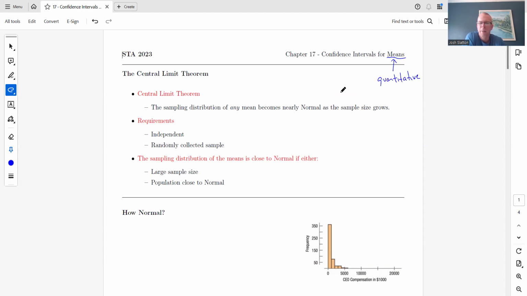And so what are the requirements? Independent randomly collected sample, and that's all. Now, if you remember from chapter 16, we had a third requirement, or a fourth, depending on how you want to count them, where we had a success failure condition to be met. And we don't need that here, because with quantitative variables, we don't have success and failure. That really only applies with categorical variables, because either you're in that category that you're looking for, or you're not, or the thing is not in the category that you're looking for.